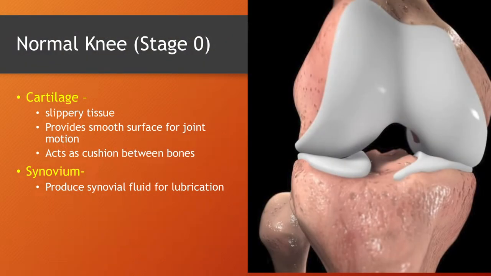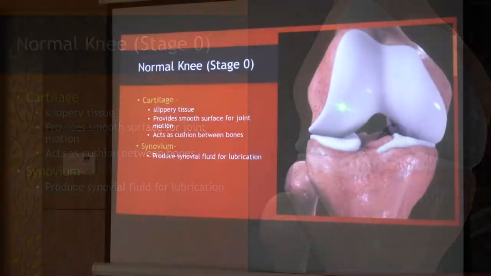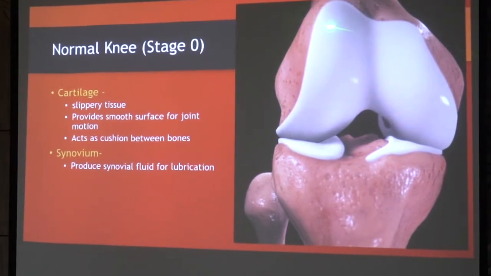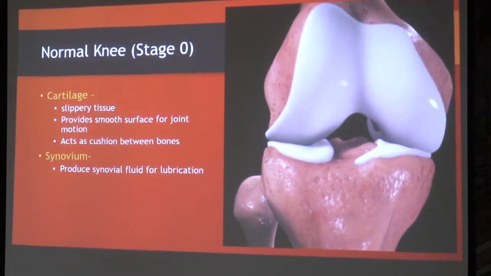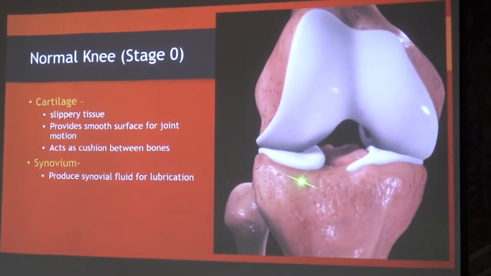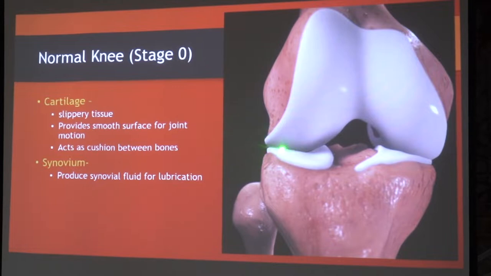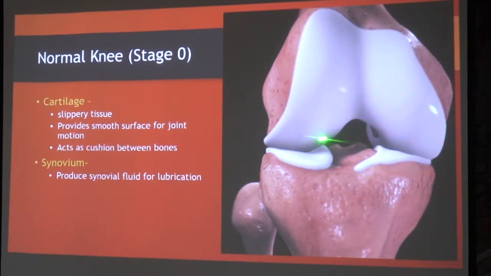The knee joint is made of the femur and the tibia, and there is cartilage. Cartilage is a slippery tissue which provides a smooth surface for joint motion. It also acts as a cushion between the femur and the tibia. There is a synovial membrane all around it, which produces the synovial fluid that helps in lubrication of the joint. The cartilage is all around the femur and in two parts on the tibia.